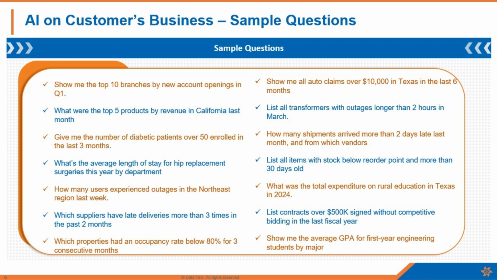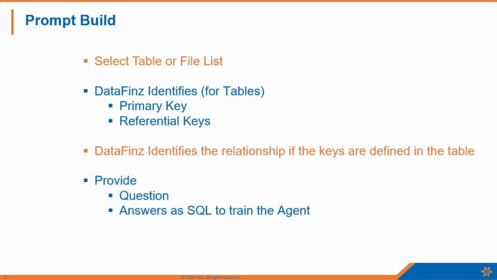From identifying top-performing products to analyzing shipment delays or healthcare trends, it helps decision-makers quickly extract value from their data. Prompt build requires selecting tables or file lists for analysis. DataFinz identifies primary and referential keys in tables, establishing relationships when defined.